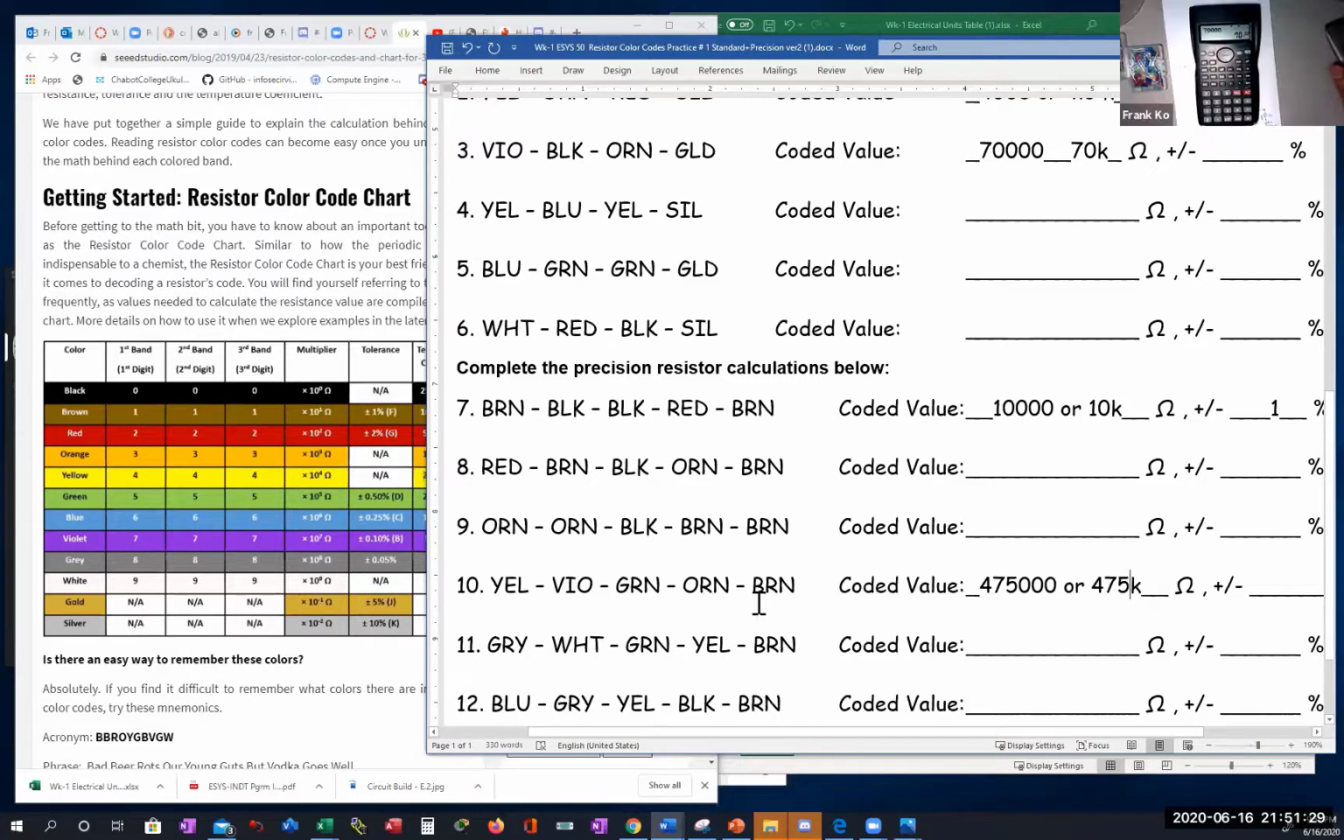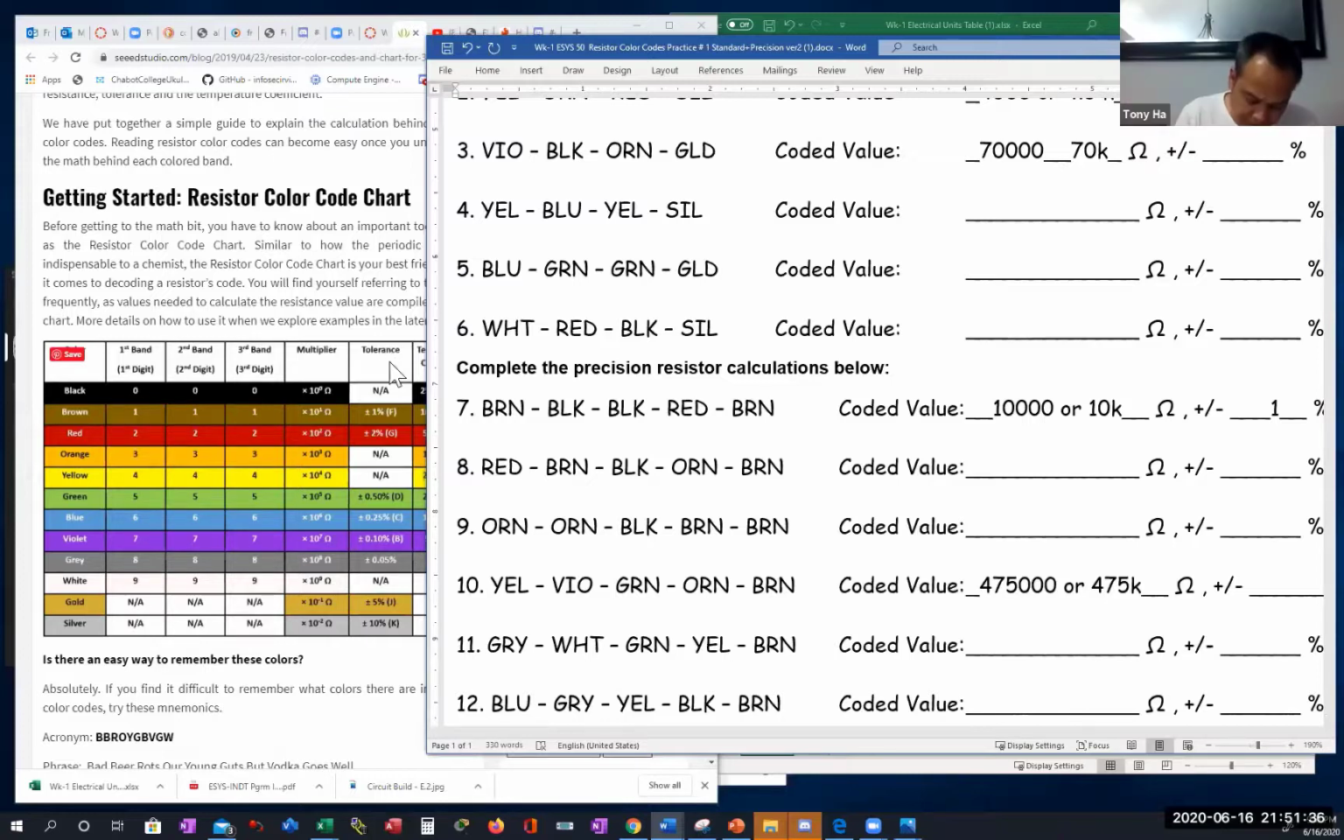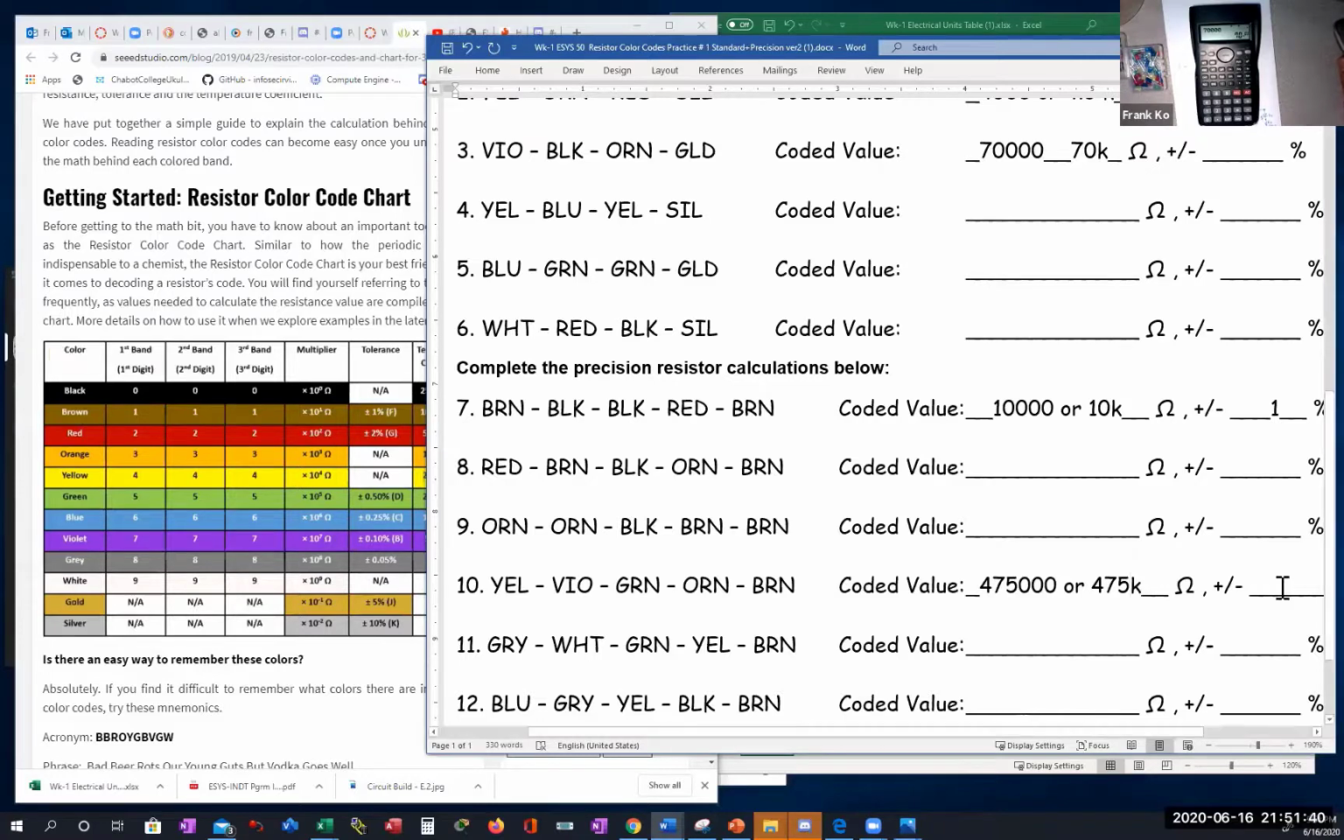No, brown. That last one, what's it say? On a five band, that last one is tolerance. Tolerance, brown, means what percent? Plus or minus 1%. That last band is only for tolerance on a five-band resistor, okay? Good question. Some people might have missed that and put a 1 at the end. No, we don't put a 1 at the end. It's plus or minus 1%.